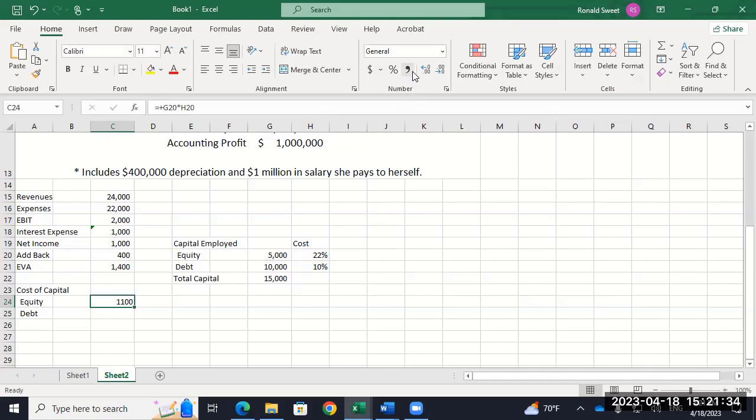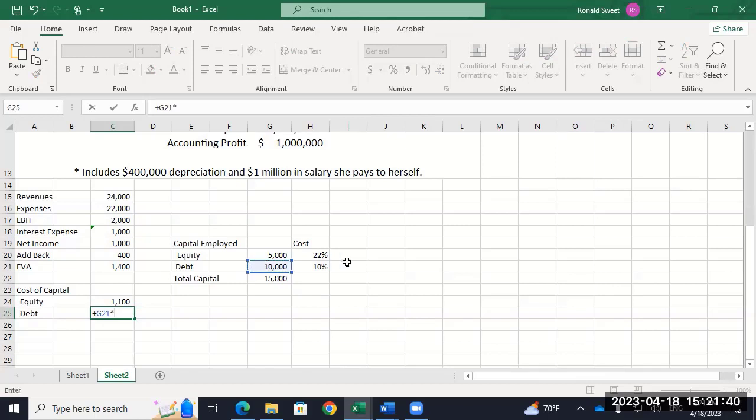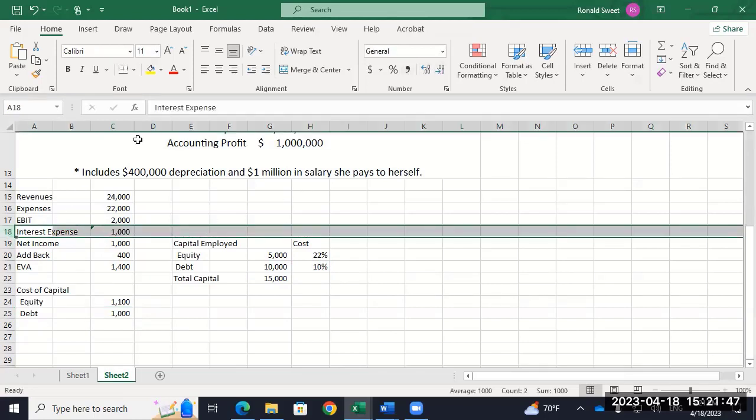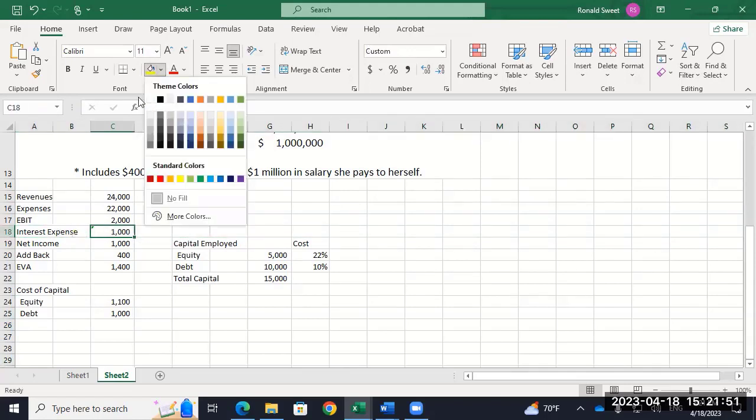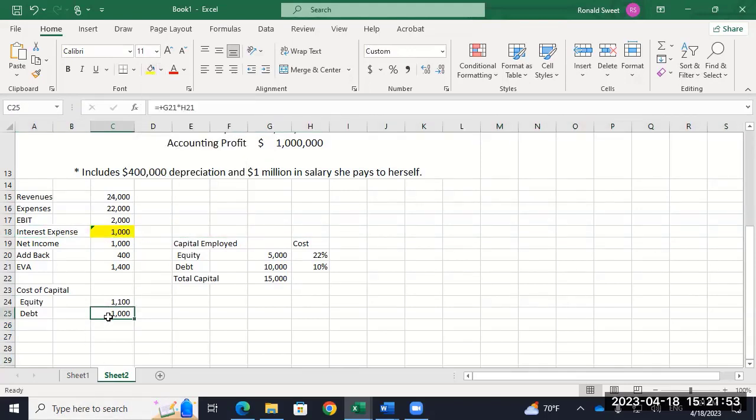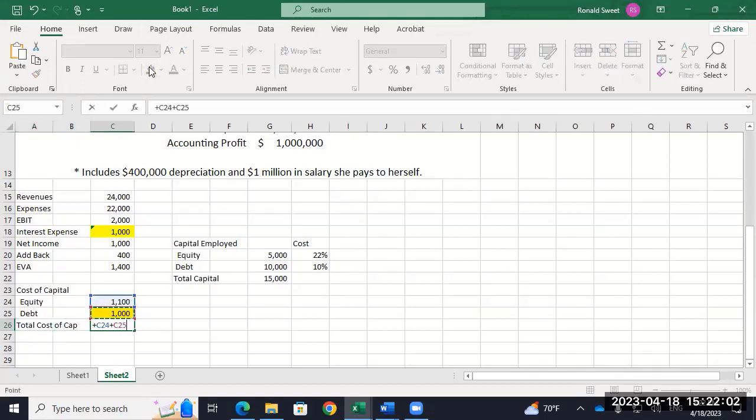So our cost of equity capital is 1.1 million. Our debt is 1 million. But make sure this line and that are exactly the same. So our total cost of capital is that.